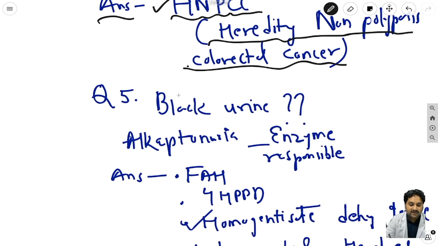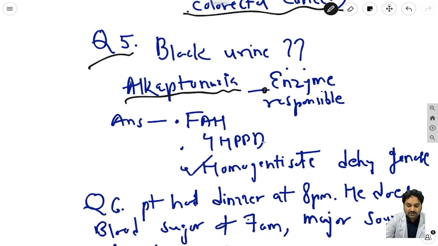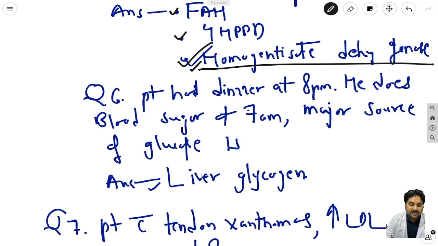Now question 5, black urine, alkaptonuria, the enzyme responsible for it is. So three options which I got from remembrance, that is FAH, 4-HPPD and homogentisate dehydrogenase. So this is the answer, homogentisate dehydrogenase.